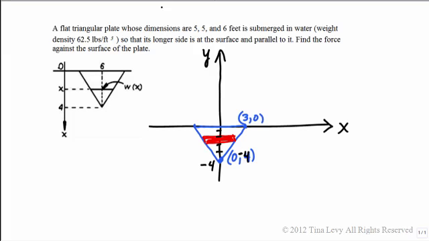Now, we are going to use the formula for force. F sub I, the force exerted on this triangular plate, is density times the area of the typical rectangle times the distance below the surface.